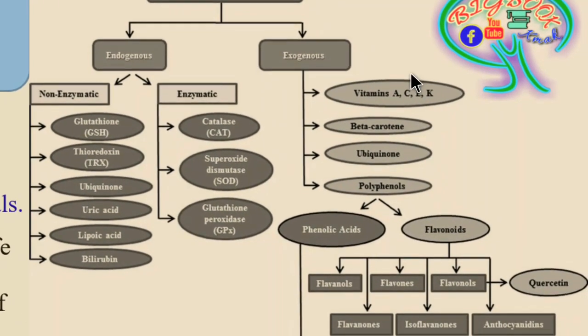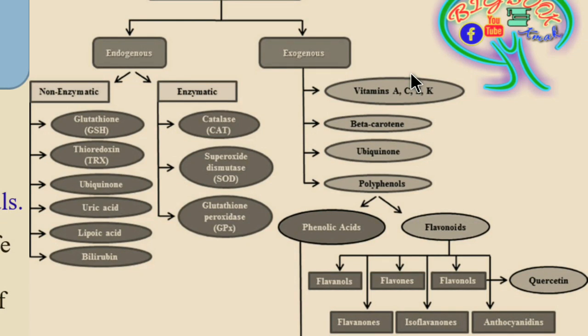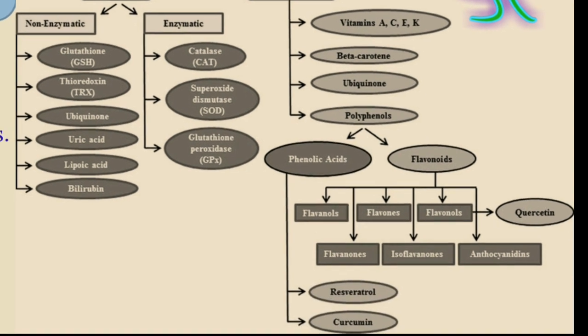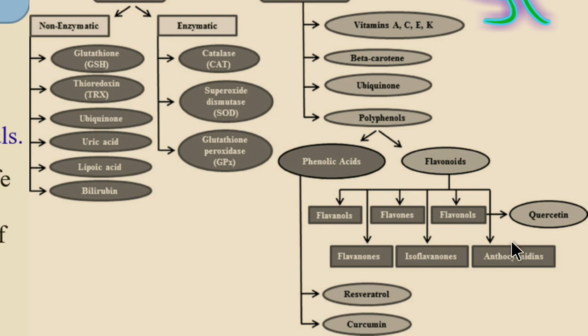Further is the exogenous antioxidant. These are the ones which we take through our nutrients. Here vitamins C, A, E, K are the four antioxidants, along with beta carotene, ubiquinone and polyphenols. Under the polyphenols are phenolic acids and flavonoids. In the flavonoids you can see so many types. Quercetin is one of the major ones which we take, and it has a high efficiency of scavenging the free radical when compared to vitamin C.